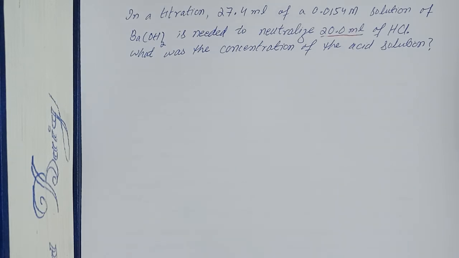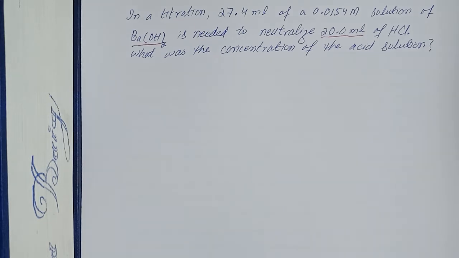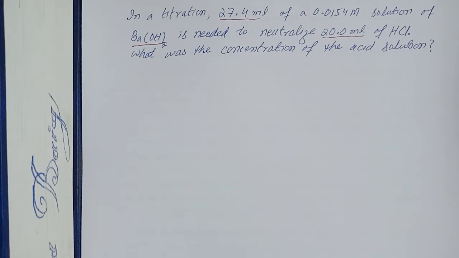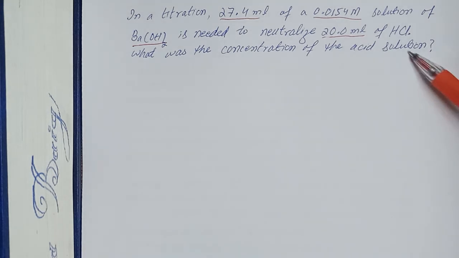So we have 20.0 milliliter of HCl, and this time we are not using sodium hydroxide, but we are using barium hydroxide, and it takes 27.4 milliliter of 0.0154 molar solution of barium hydroxide to completely neutralize the 20 ml of acid, that is HCl.